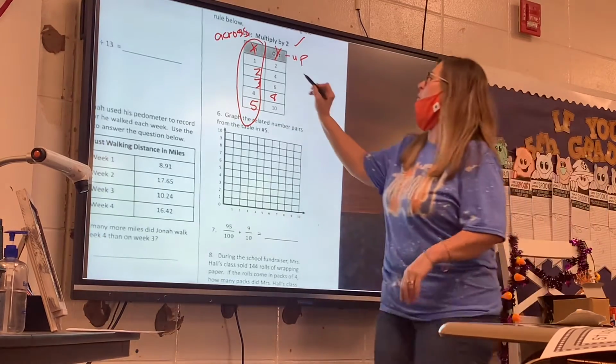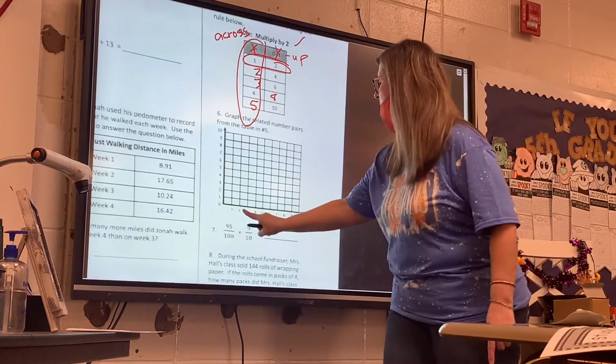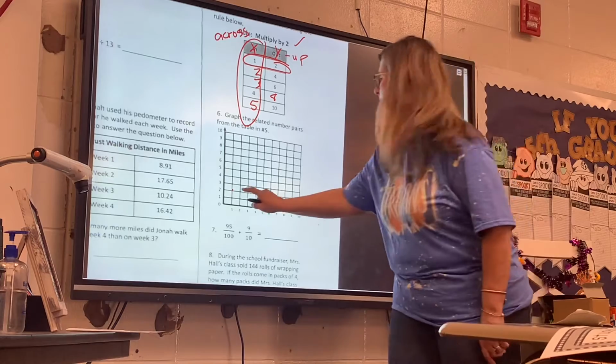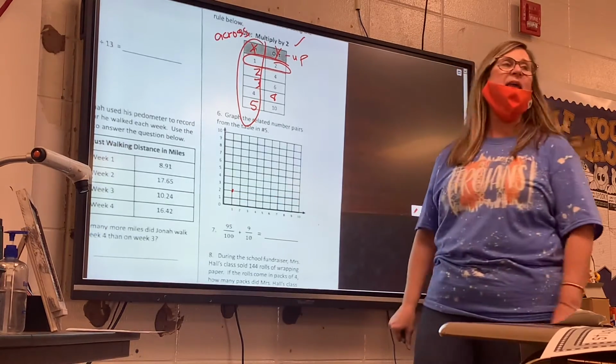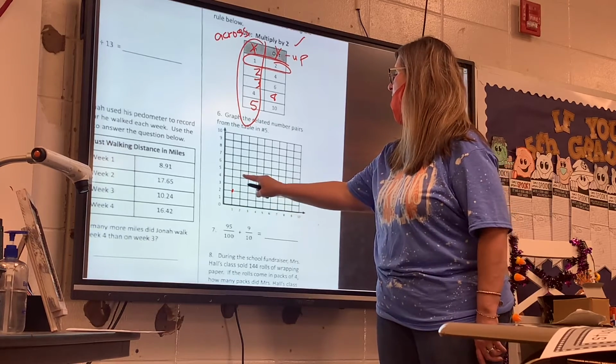My first ordered pair is 1, 2. I take my finger. I go across the bottom. I go over to 1. I go up to 2. My second ordered pair, 2, 4. I go across the bottom to 2 and I go up to 4.